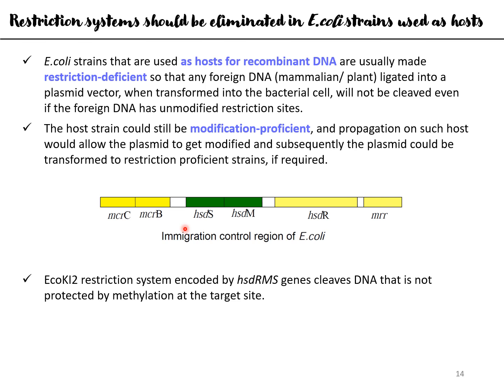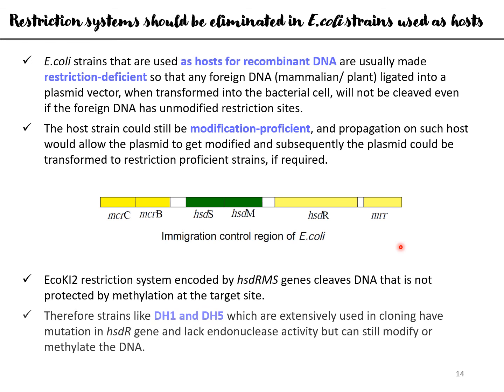So, for example, the EcoK12 restriction system encoded by the HSD RMS genes cleaves DNA that is not protected by methylation at the target site. So this is actually the restriction system of the EcoK12 strain, that is the E. coli K12 strain, and these genes cleave the DNA that is not protected by methylation at the target site.